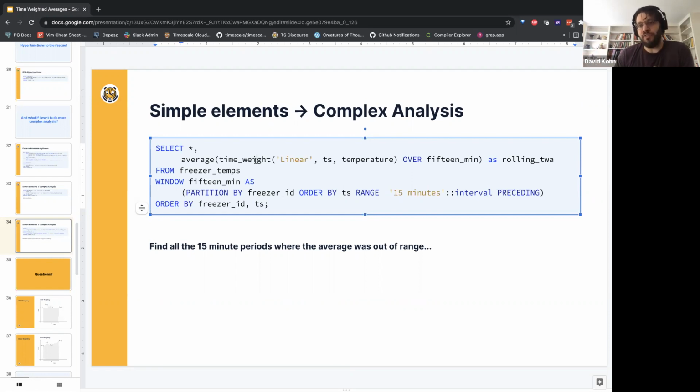I just use the roll-up function on the time weight, and then I use average to get the average out. So basically, average is just saying, give me the average out of this time weight. And this is a common device that we're using in hyperfunctions.